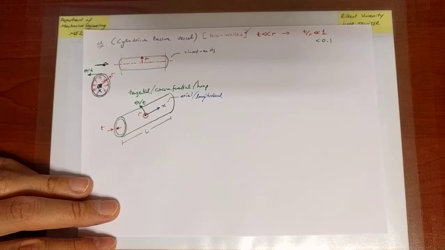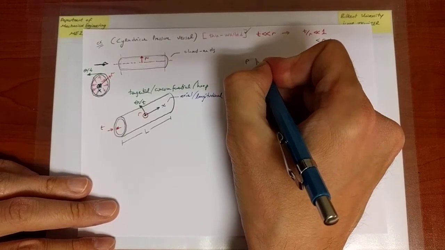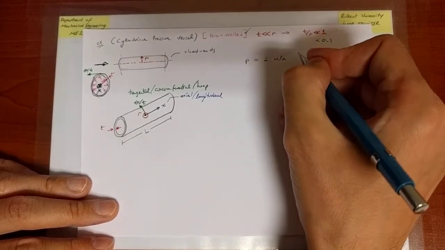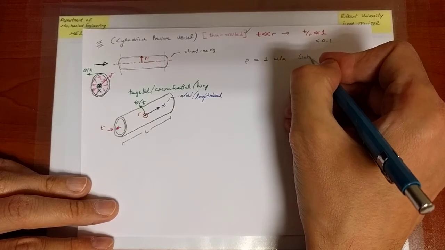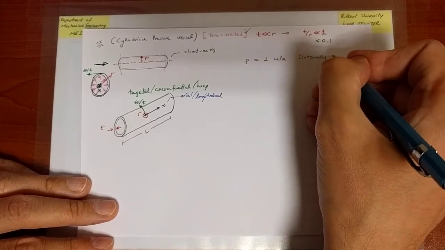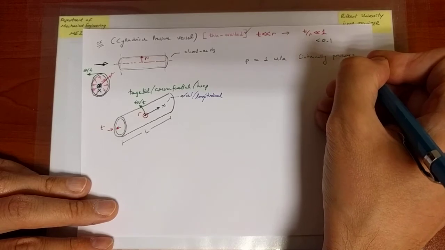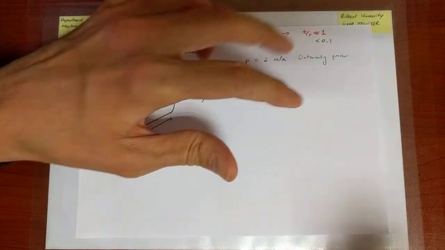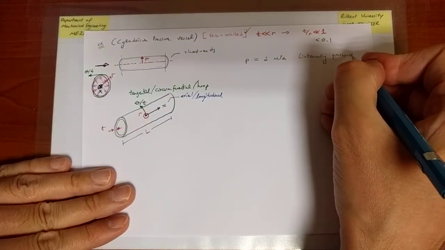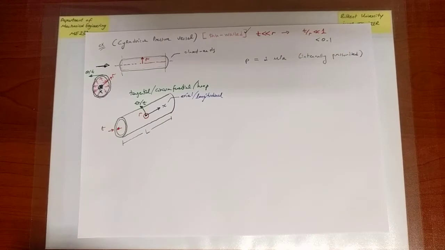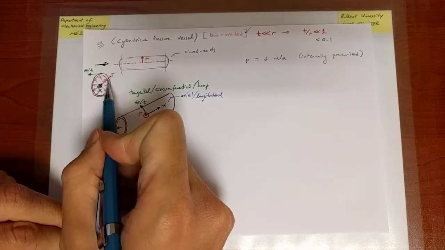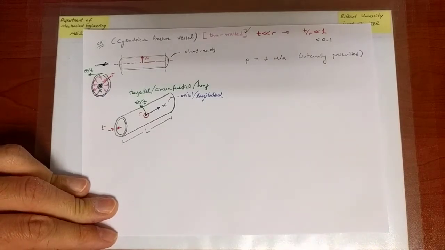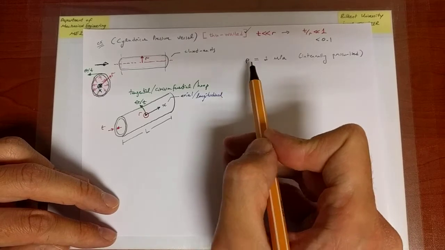Okay, so let's write it over here. And in this problem, we know that P is equal to 2 MPa, and we know that it is internally pressurized. Okay, so that's the pressure on the inside. Now, I will carry out an analysis, and ultimately, we could actually have the following scenario.